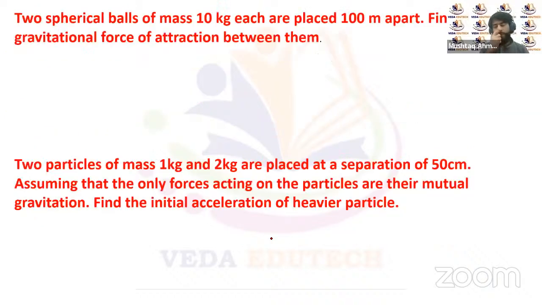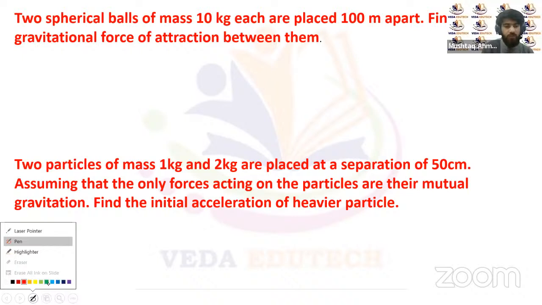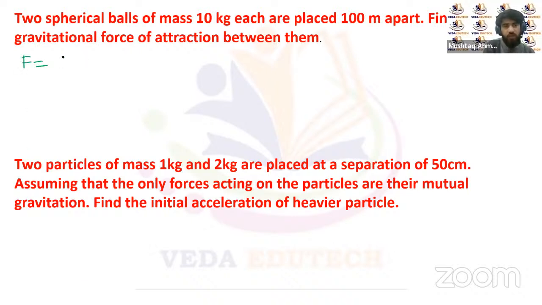Let's try to apply Newton's law of gravitation to some questions. You can see here on the screen, two spherical balls of masses 10 kg each are placed 100 meters apart. Find the gravitational force of attraction between them. It will be given by Newton's law of gravitation, that's F is equal to G m1 m2 upon r square.